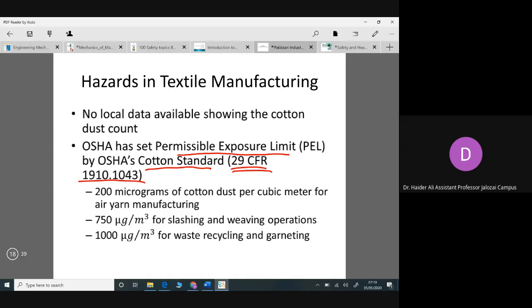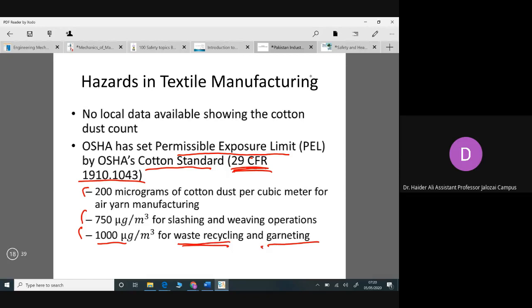particular law, the section, like the lawyer's code, according to section this, according to section this. So this is the law that is defining that, okay, 200 micrograms of cotton dust per cubic meter for yarn manufacturing, or say 750 micrograms per meter cube for slashing and weaving operations. So these are just different operations in the textile manufacturing industry, or 1000 micrograms per meter cube for waste recycling and garnetting. So you can see that the limits are defined based on each procedure.